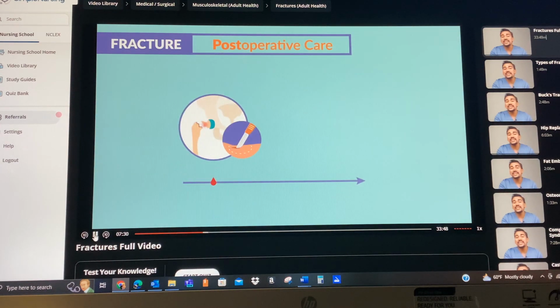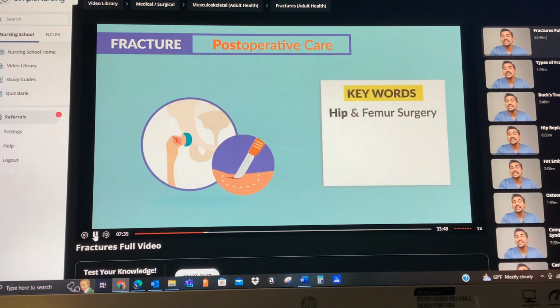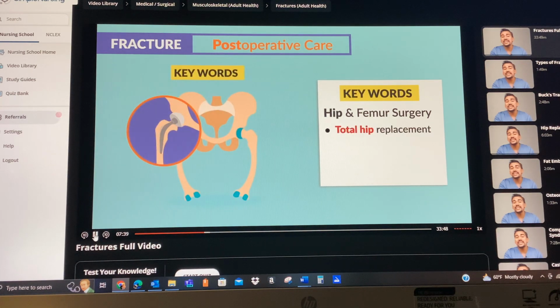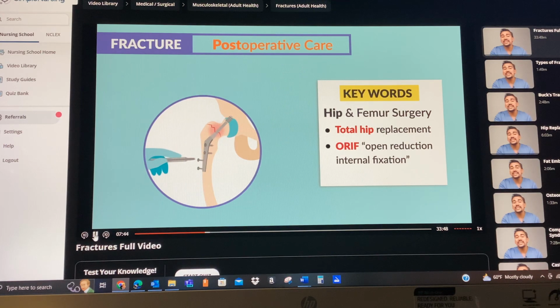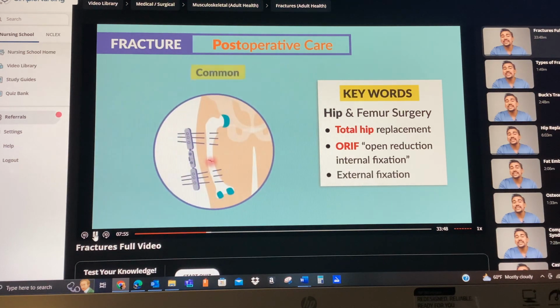Now for post-operative care, after the client gets surgery on the hip or femur. Keywords to know here for a hip and femur surgery is a total hip replacement, obviously for the hip, and an ORIF, an open reduction internal fixation. Big long word here. This just means that pins and plates and screws are used internally for an internal fixation. And an external fixation just means that the pins and screws are used externally or outside. This is more common with femur fractures.